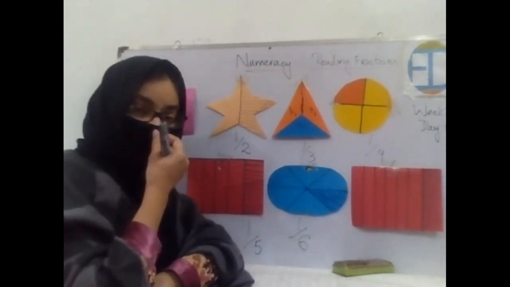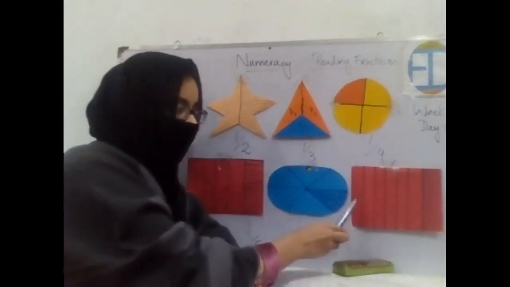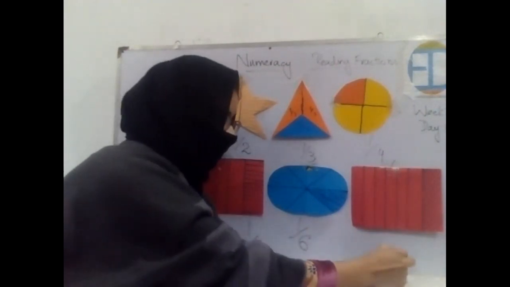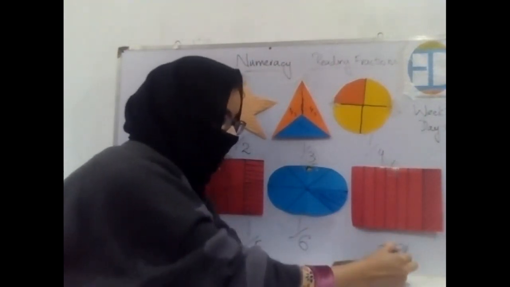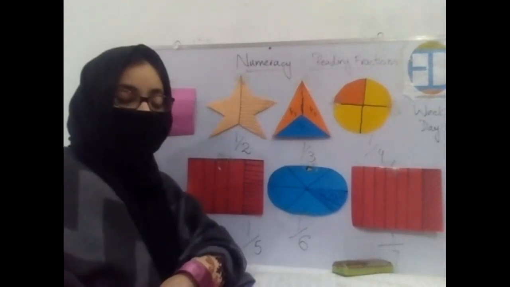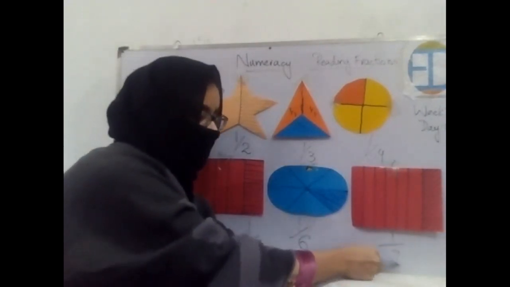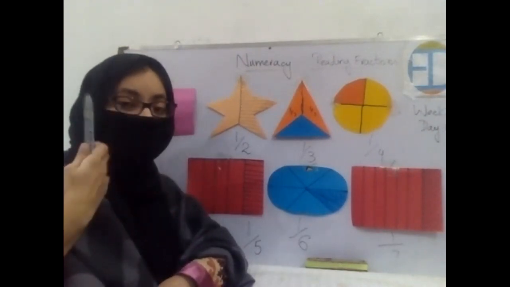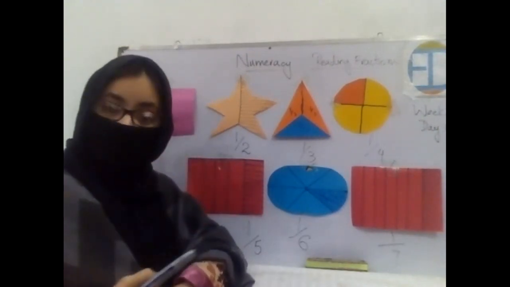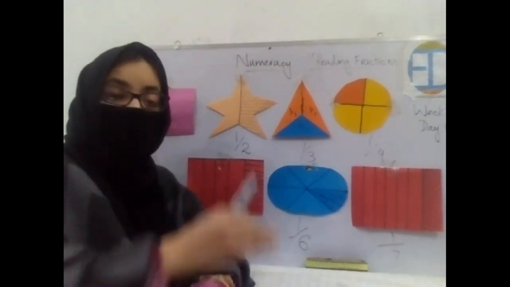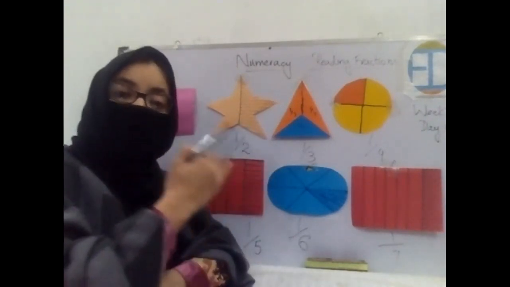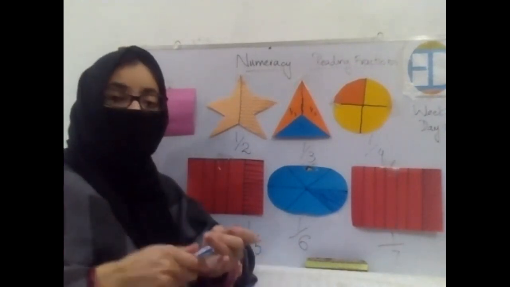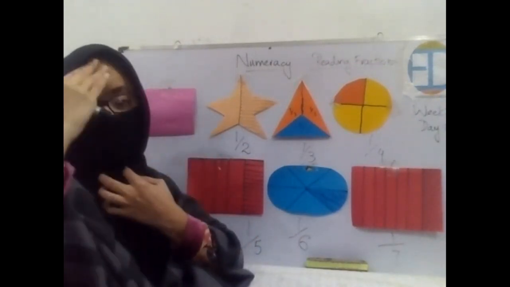How many parts is it divided into? 1, 2, 3, 4, 5, 6, 7, right? And how many of it is shaded? 1. Now tell me the ordinal number name for number 7. Seventh, right? So we will call this fraction 1 seventh, 1 by 7, 1 over 7, or 1 upon 7. Got it?